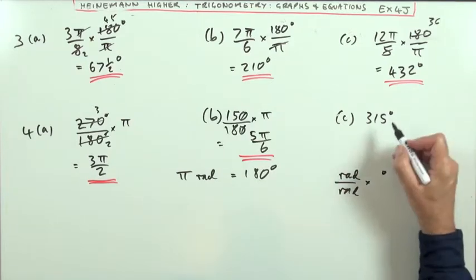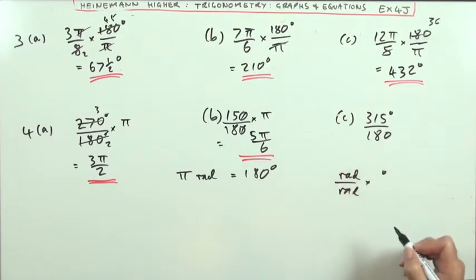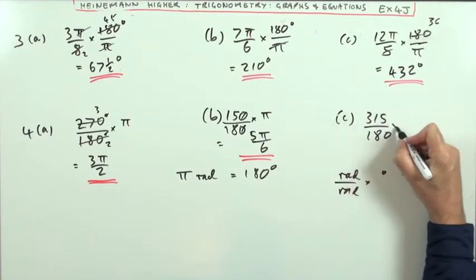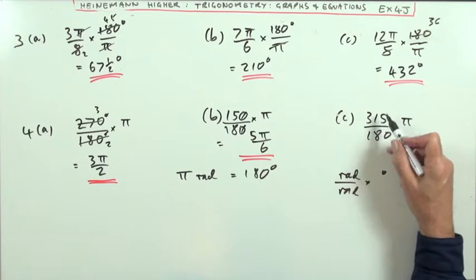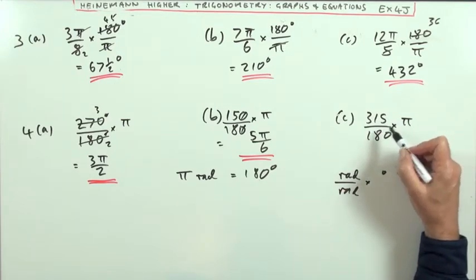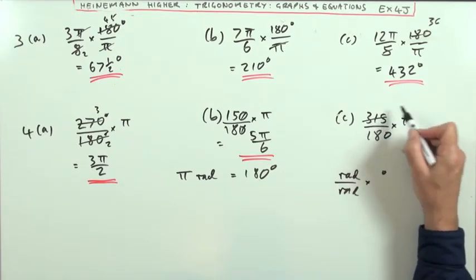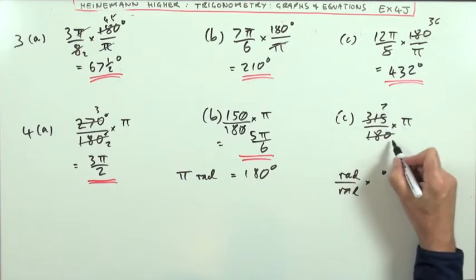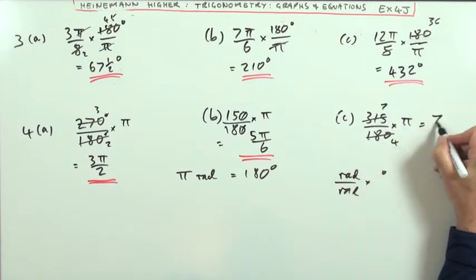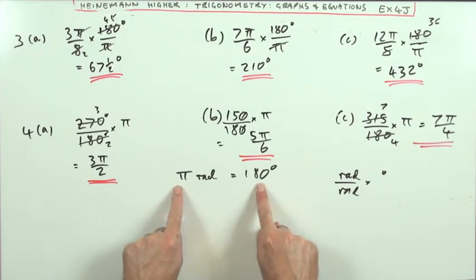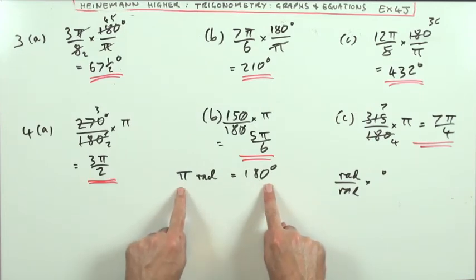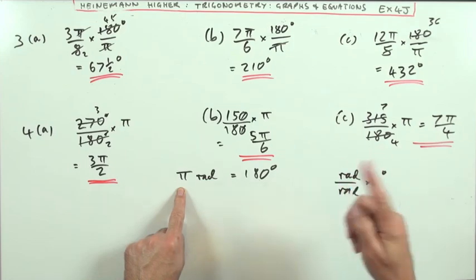Then the last one, 315 over 180, that knocks out that, multiply by pi. So for this one, what do they both do? Well, there's 45s in there, isn't there? 45s because that'll be 7 45s and that'll be 4 45s, so that's 7 pi upon 4. There it is, change between them. You've got your conversions between the two units, just use a little bit of dimensional analysis.